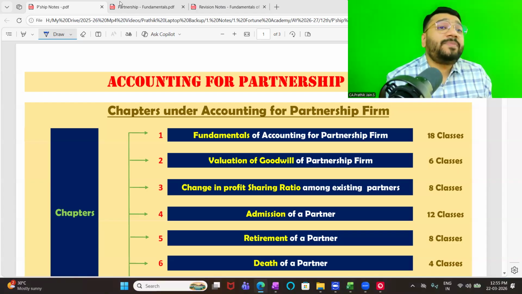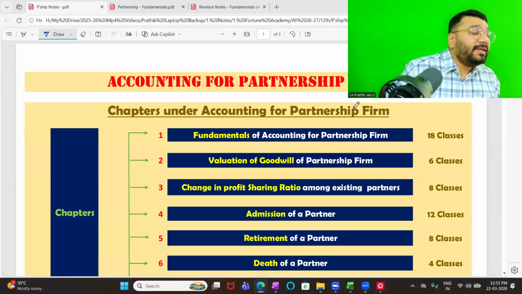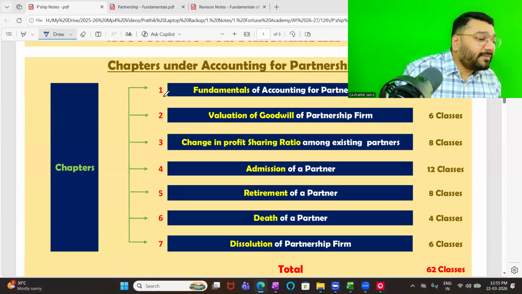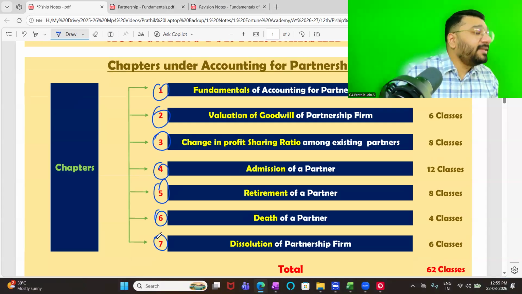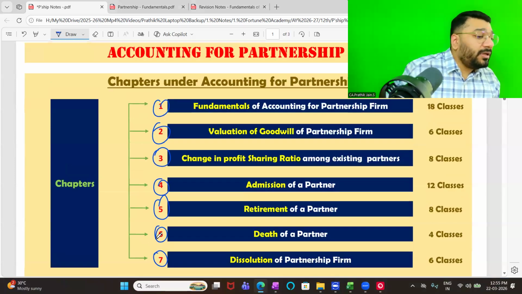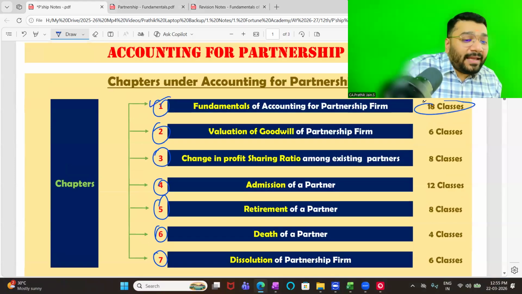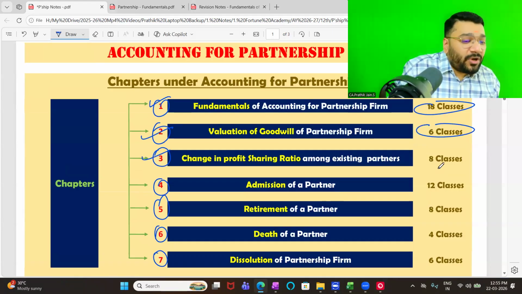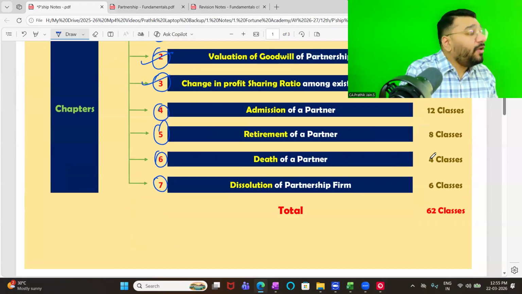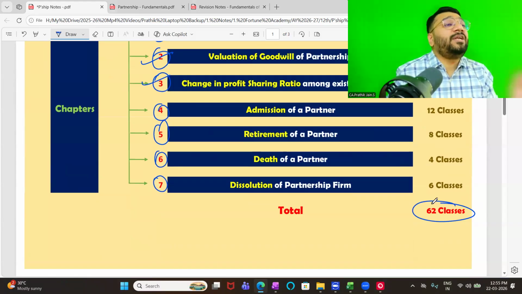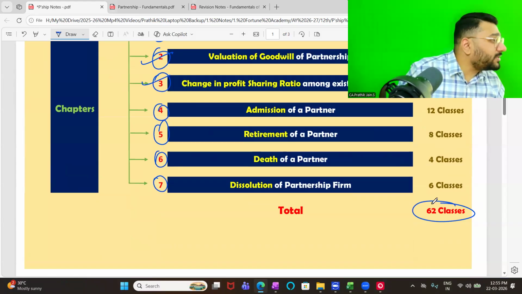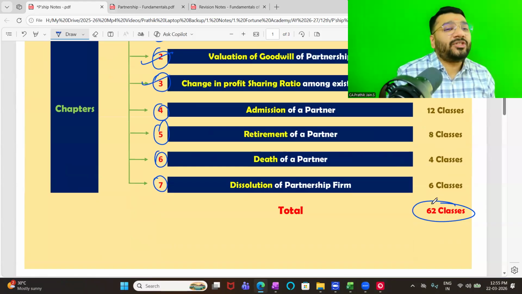Same way, we are going to watch now something called the partnership series. In total you have 7 seasons: 1, 2, 3, 4, 5, 6, 7. Each season has multiple episodes. Season 1 has 18 episodes, season 2 has 6 episodes, season 3 has 8 episodes. Like that, for the partnership series alone, the total episodes put together are approximately 60 to 65 episodes. With this, we will be done with the partnership series.